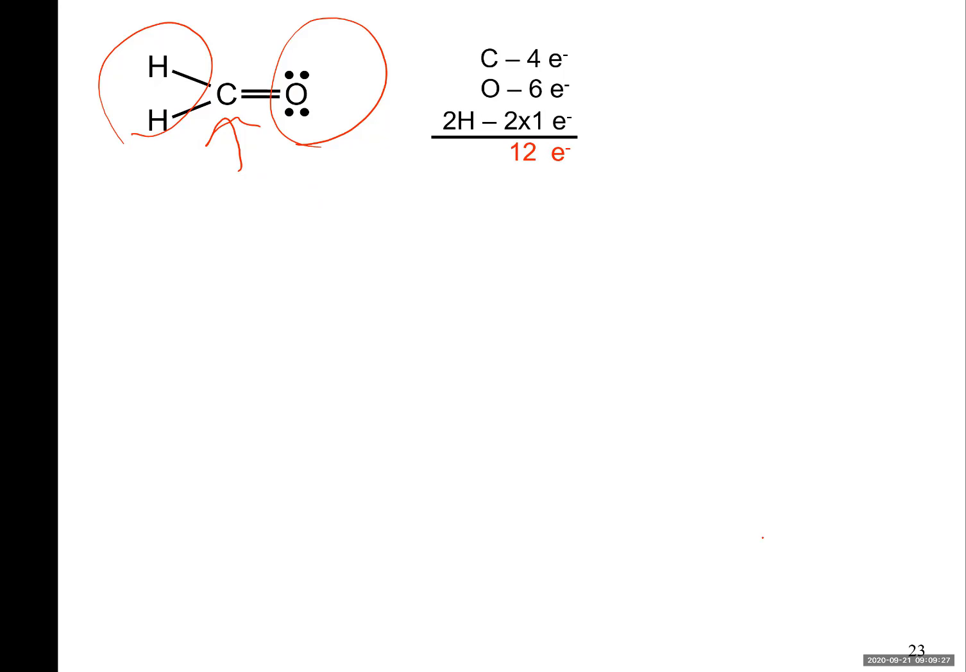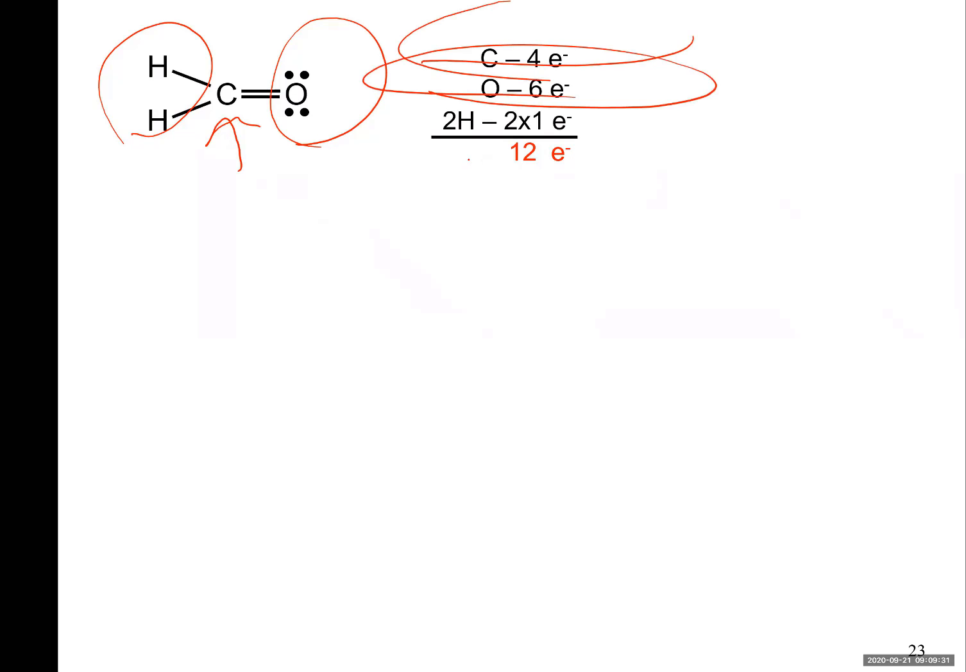The total number of electrons remains the same. 4 from carbon, 6 from oxygen, and 2 hydrogens bring 2. So 4 plus 6 is 10, plus 2 is 12. The total number of valence electrons is the same, 12.